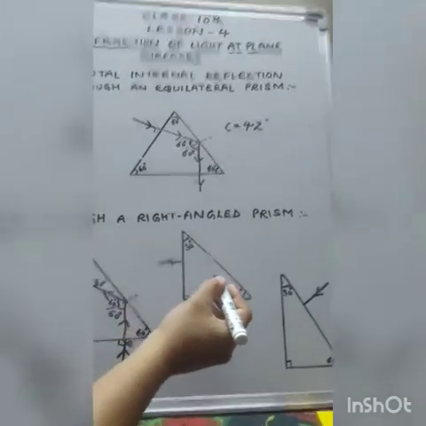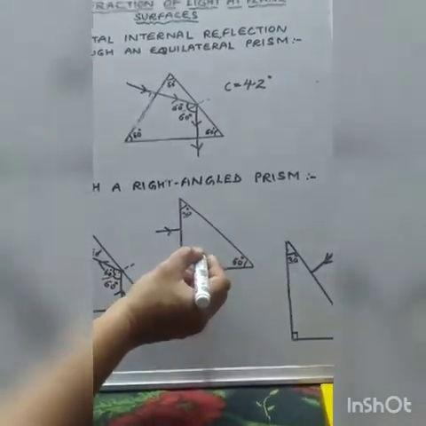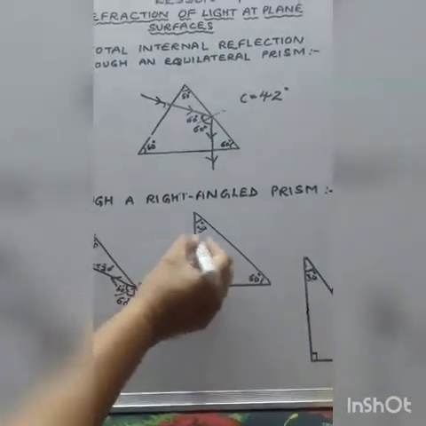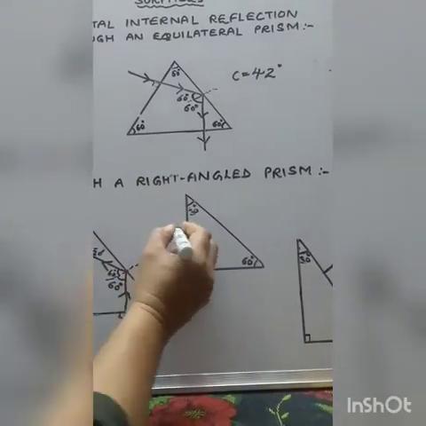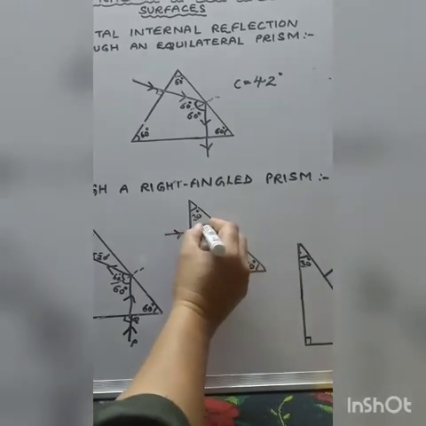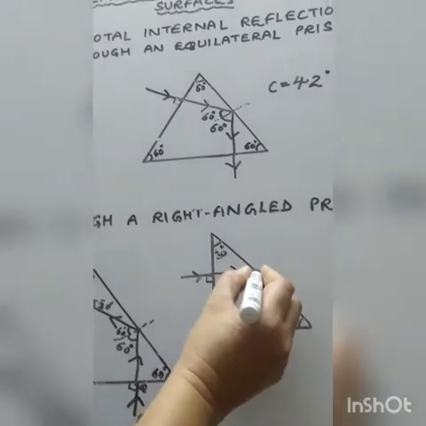Now the next diagram is again through a right angle prism, but the position of the incident ray is changed here. It is falling at the surface, at the perpendicular surface. So this is the incident ray. Since it is falling normally, it will pass straight into the glass medium, and it will fall at the boundary at this point.